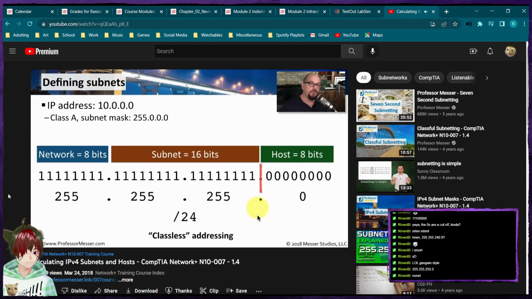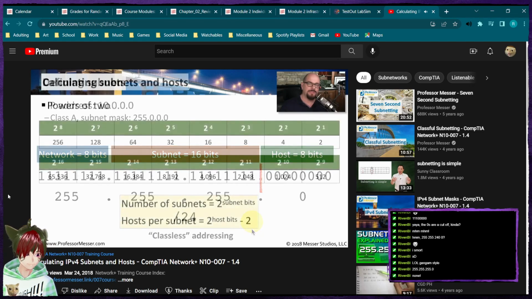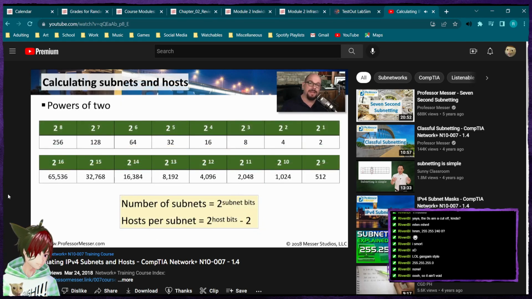Since we're not using the traditional class-based subnetting and instead are using our own subnet that we're defining, we refer to this as classless addressing. Since we know how many bits are part of the network side of the IP address, and how many bits are part of the host side, we can very quickly calculate the total number of subnets available and the total number of hosts available by using powers of 2.